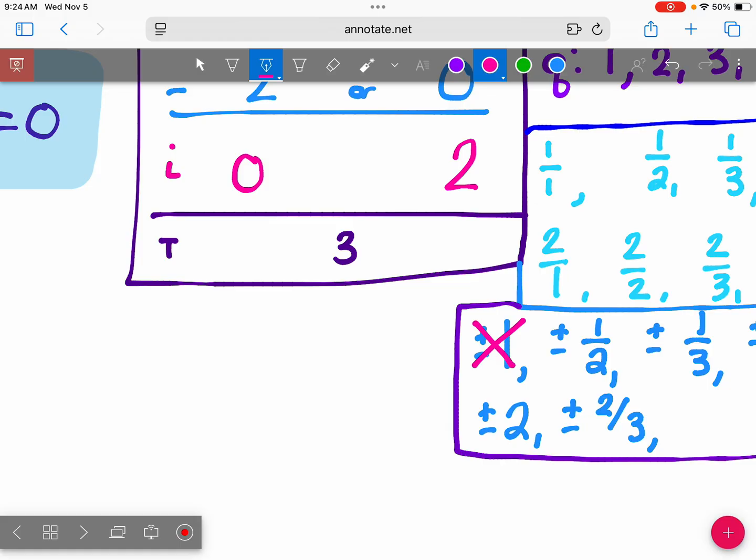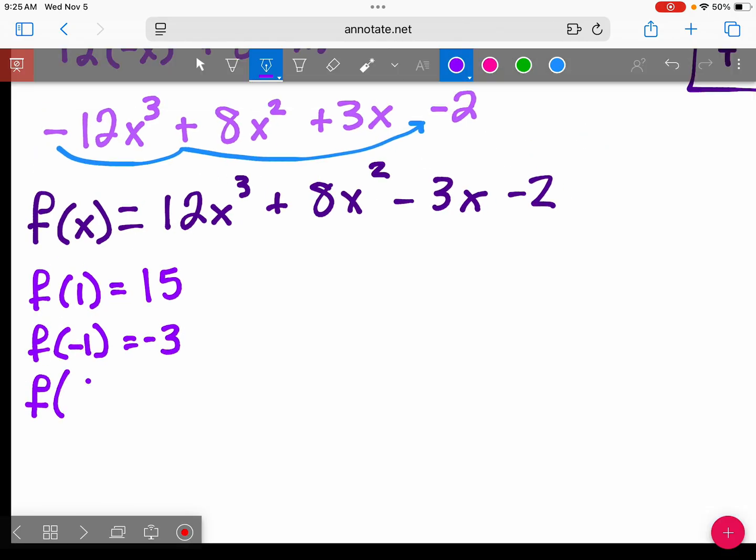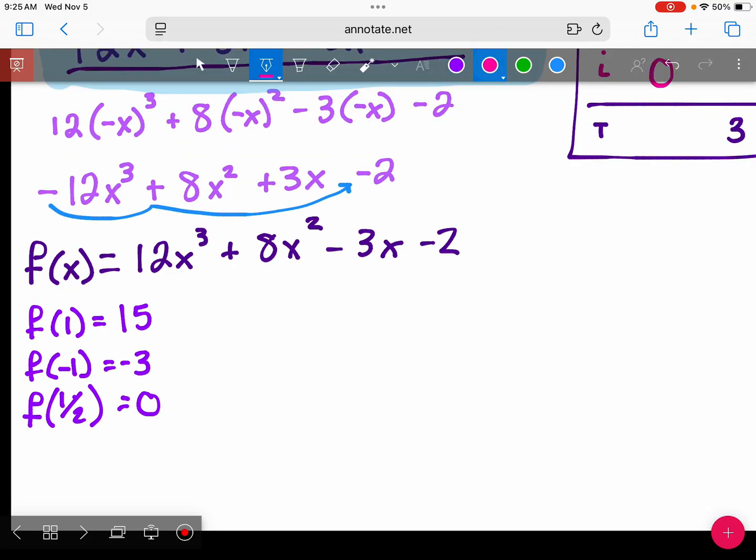Did anyone find a root that does work? 1/2. So if we put in f of 1/2 or 0.5, either way in the calculator is totally fine, we do get 0. So a root of positive 1/2 works. So that means this is a root. Once we find one that works, we're going to be able to find the rest of them.